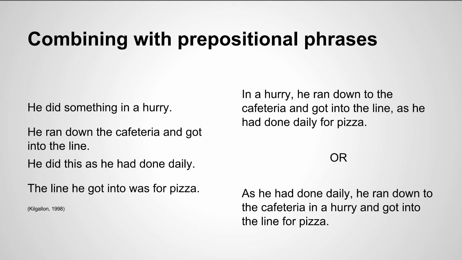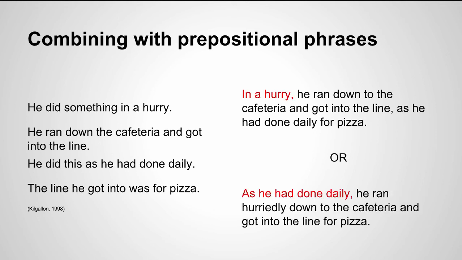So I could start a sentence with a prepositional phrase there. In a hurry, he ran down to the cafeteria and got into the line as he had done daily for pizza. I could have the prepositional phrase later. As he had done daily, he ran down to the cafeteria in a hurry and got into the line for pizza. So here again, we have prepositional phrases at the front of both of those sentences.